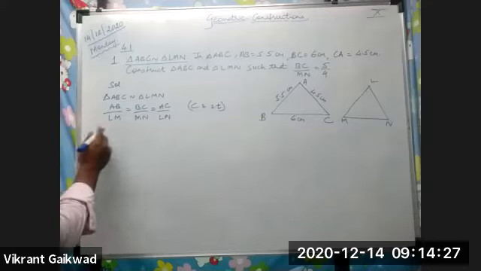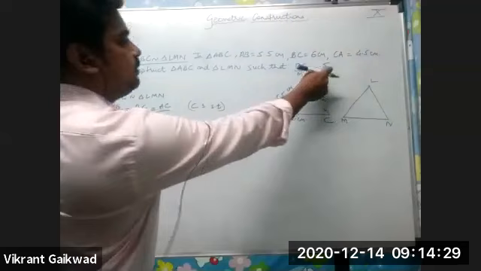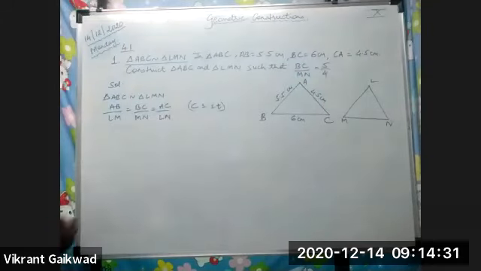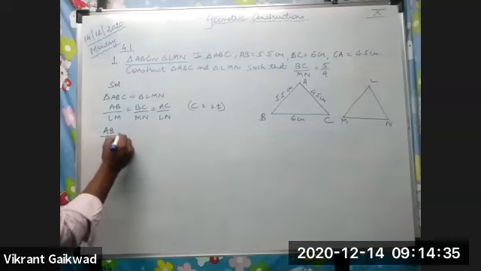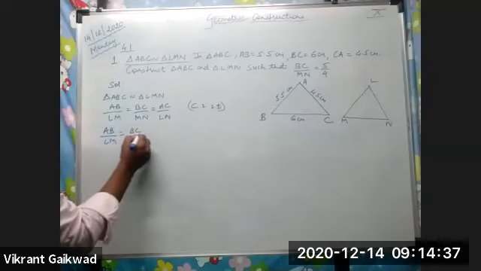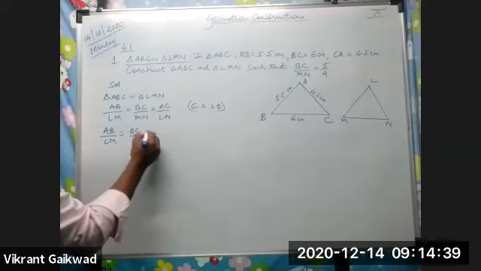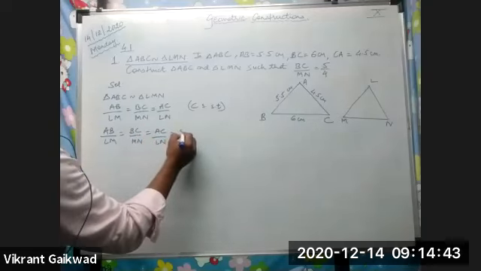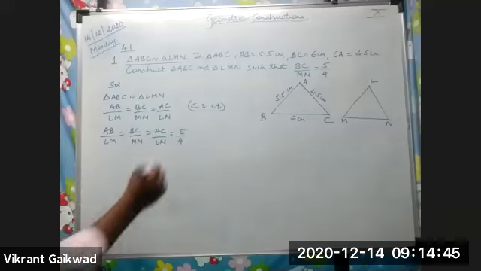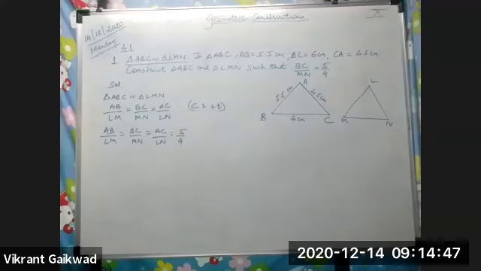After that, what you'll do is check. The ratio is given to you as 5 upon 4. So AB upon LM equals BC upon MN equals AC upon LN, and this equals 5 upon 4. You just substitute that. Now, what will you do in the next step?